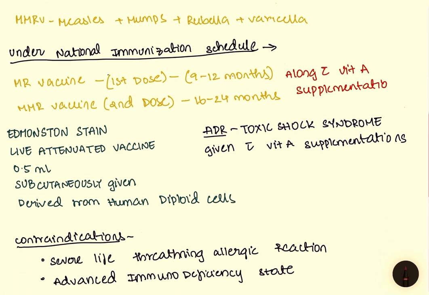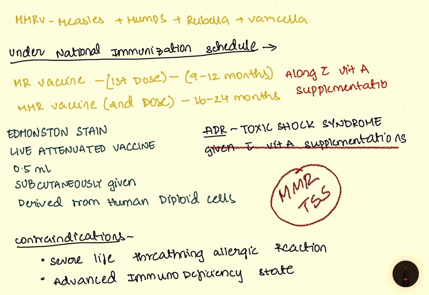It's derived from the Edmonston strain. Live attenuated vaccine, 0.5 ml is given subcutaneously. It is derived from human diploid cells. This will be toxic shock syndrome. MMR can cause toxic shock syndrome. It is very important, even in the third year, to remember this. Toxic shock syndrome is associated with MMR.